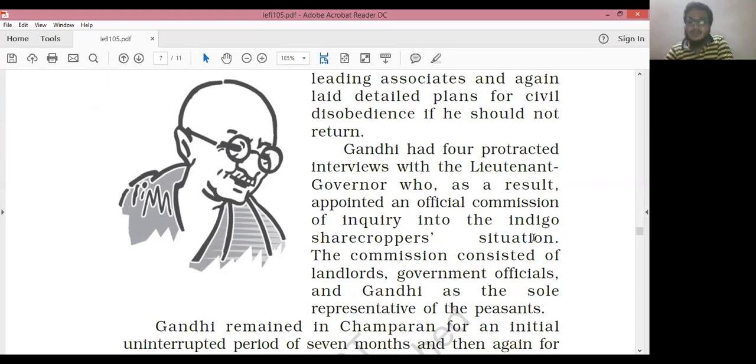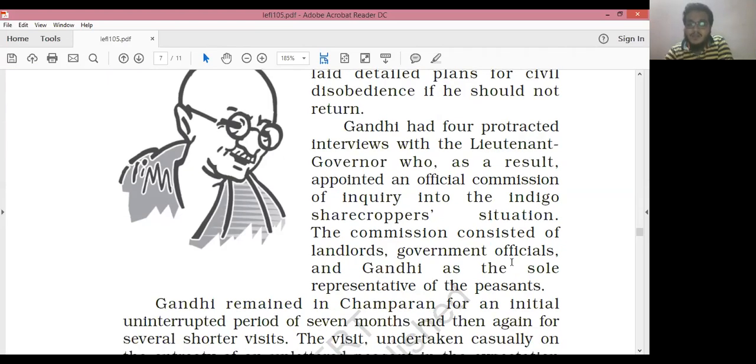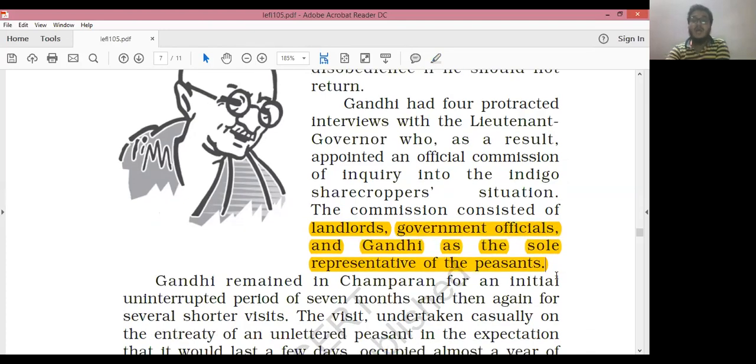In that commission, who were there? The commission consists of landlords, then government officials, and Gandhi as a sole representative of peasants. This was the commission formed after the four protracted meetings, and the Lieutenant Governor framed it. Official commission was set up. Understood, students, till here? Now what happened?